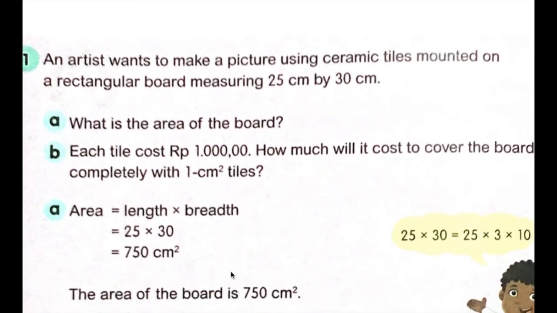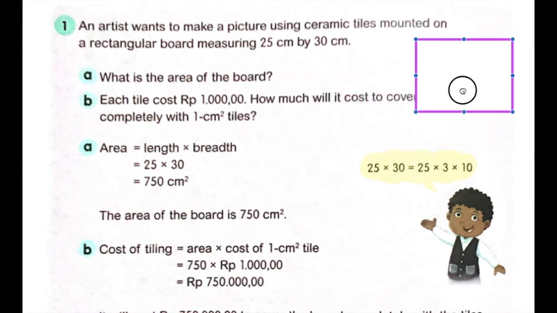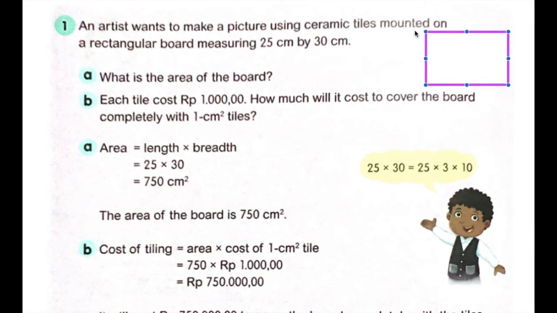Okay, now let's look at this example. An artist wants to make a picture using ceramic tiles mounted on a rectangular board measuring 25 cm by 30 cm. Okay, rectangular. Let's draw the rectangular, yeah? Maybe like this. Okay, this is 25. This is 30 over here. And then, what is the area of the board?